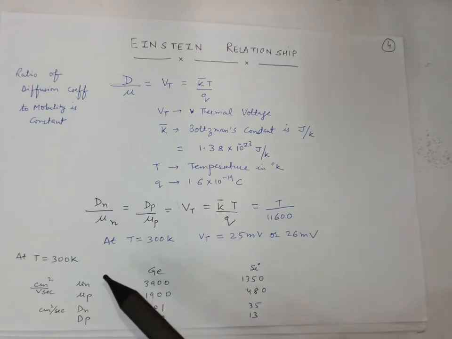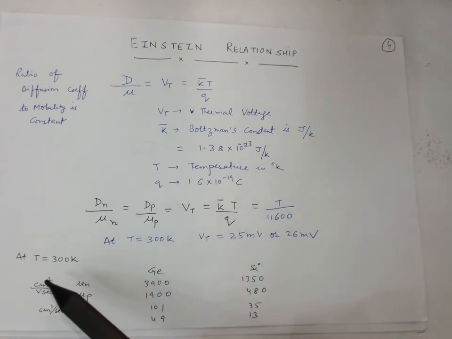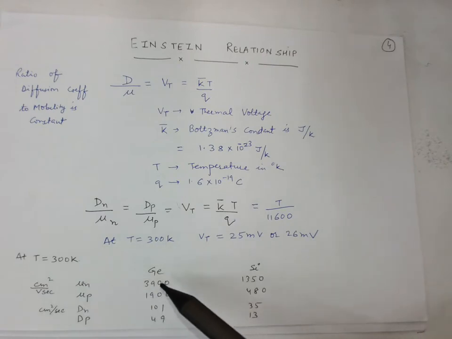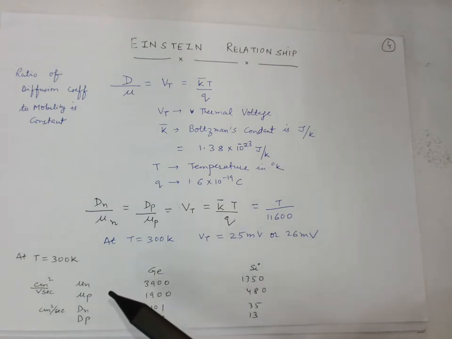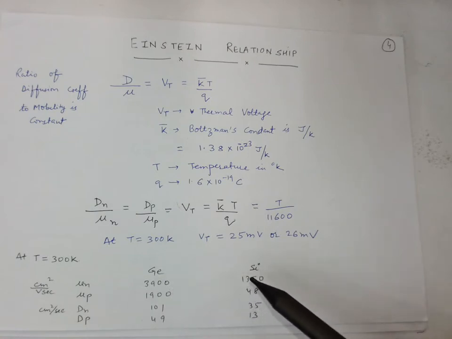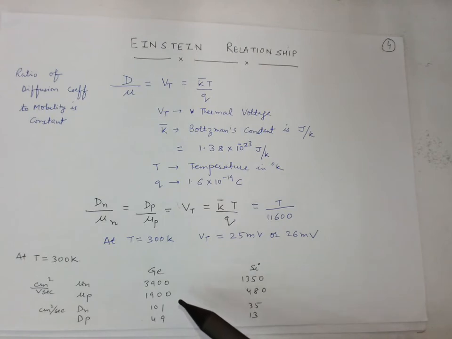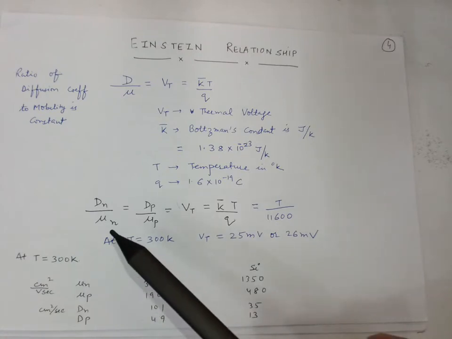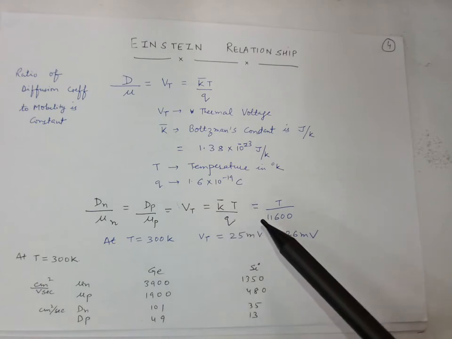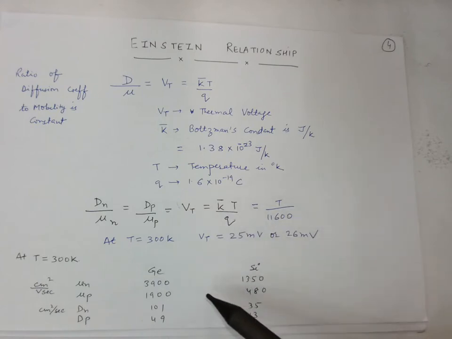Here I have given you a small table in which I am referring the values at 300 Kelvin for germanium and silicon. The mobility for electrons is around 3900 for germanium, and for silicon it is 1350. For holes it is around 1900 and 480, and correspondingly the values of Dn and Dp have been calculated. Dn is equal to mu n into this value, so this is coming out to be around 101.